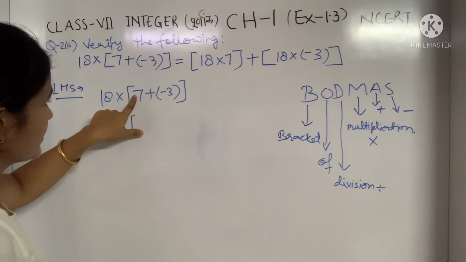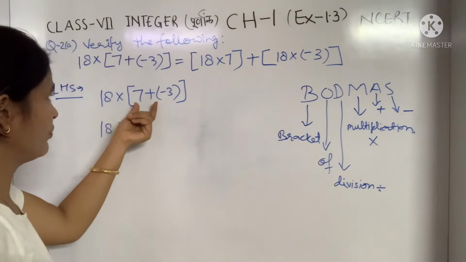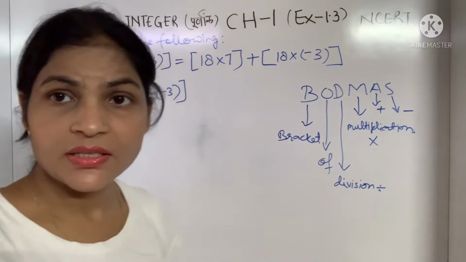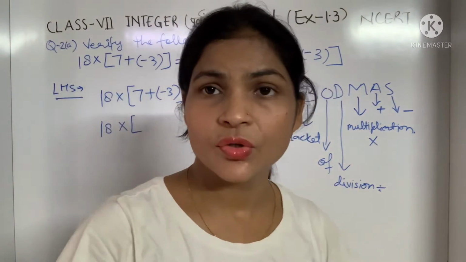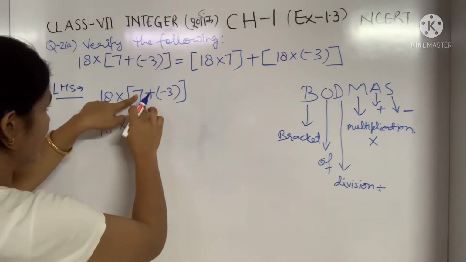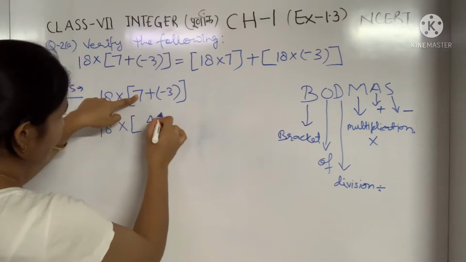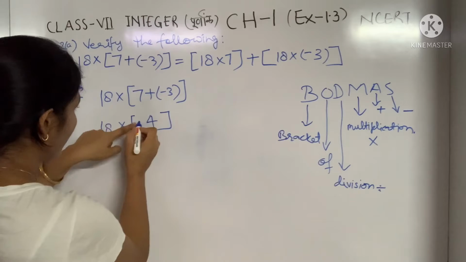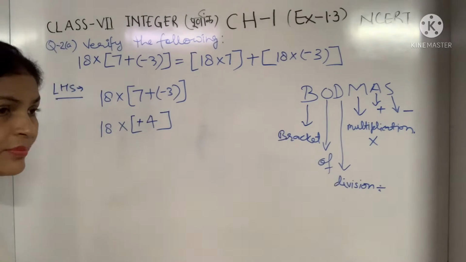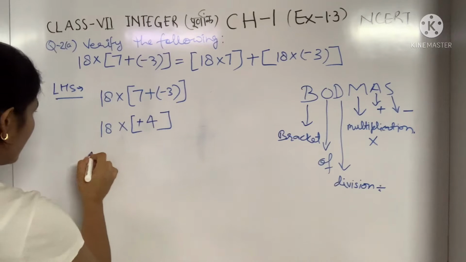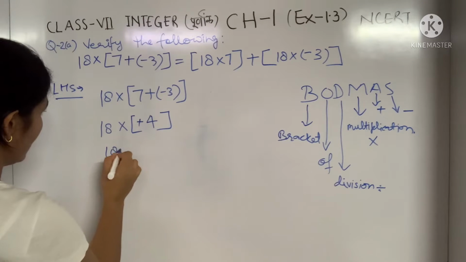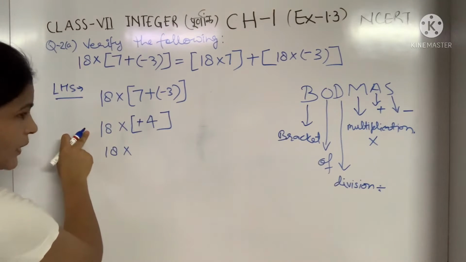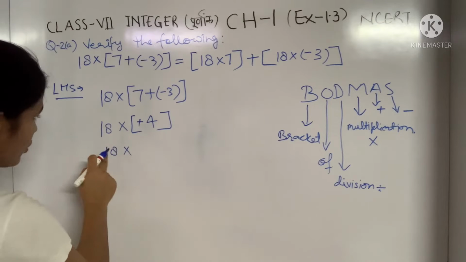This has a plus sign, this has a minus sign, and in between it is plus. When we add a plus and a minus, both have different signs, so we always do subtraction. 7 minus 3 is 4, and the sign will always be the sign of the greater number. Here 7 is greater, so it has a plus sign, so 4 will come with a plus sign, or no sign, since no sign means it already has a plus sign. So now we get 18 multiplied with plus 4. Plus multiplied with plus is always plus.